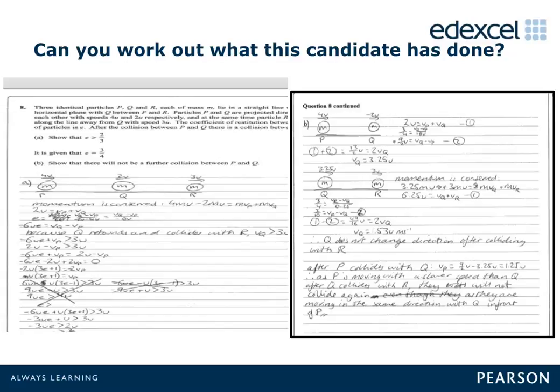In Part A, they have the right idea, but they have a sign error in their impact equation. Minus 6u should be 6u. Despite this error, they do find an expression for VQ, and they do make the correct comparison with 3u. In Part B, although they find the speeds of P and Q, there is nothing to indicate, in words or on a diagram, the direction of motion of P.